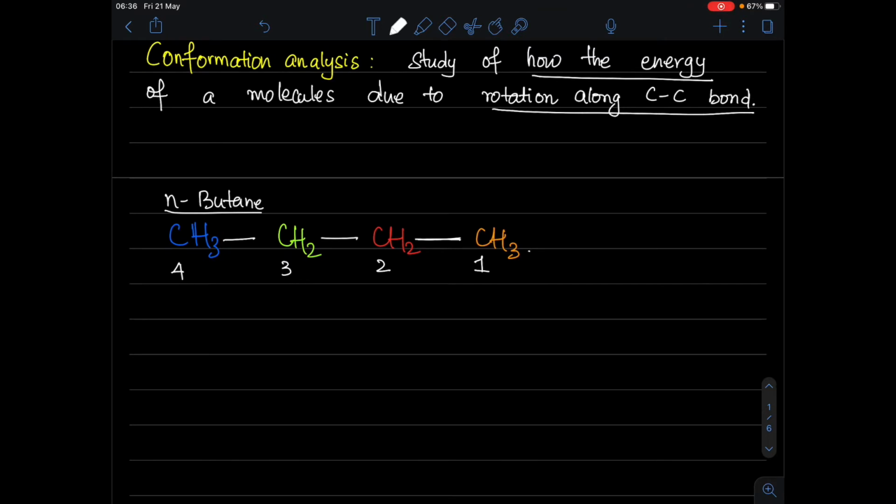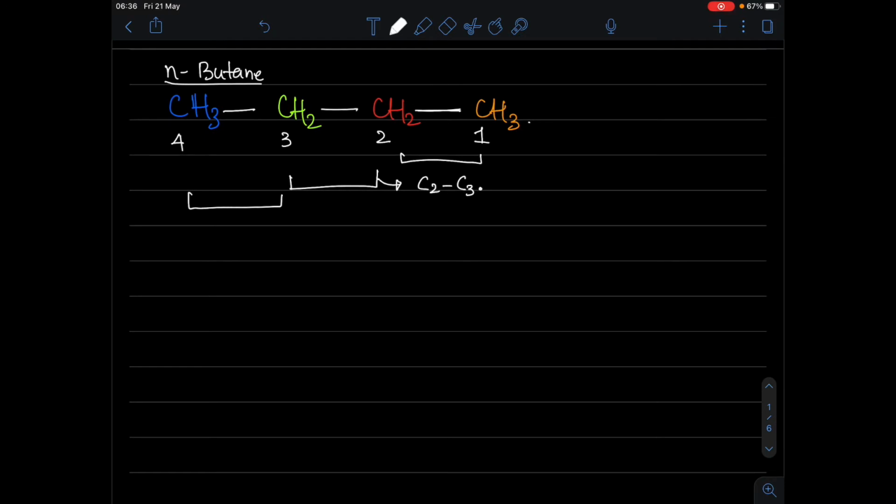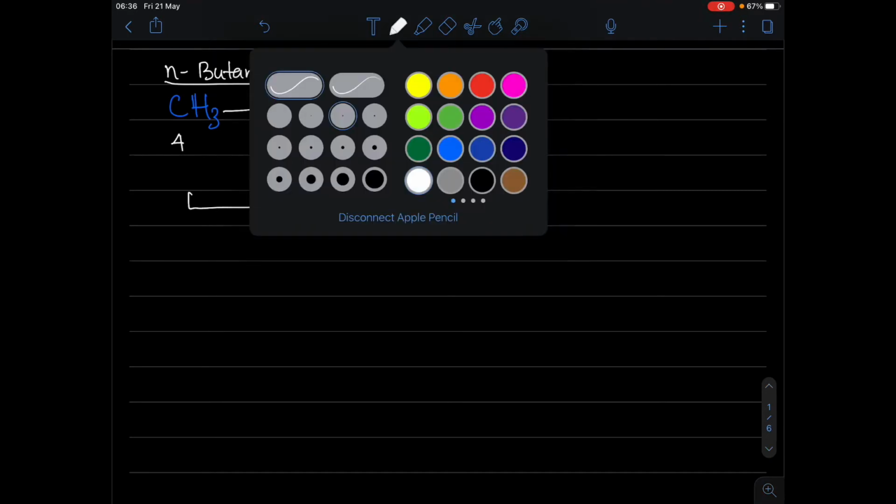All the carbon atoms here are connected through only one single bond. So we can take up the conformation analysis along C1-C2, or C2-C3, or it is also possible to study the conformation across C3-C4. But the most interesting will be to study the conformation analysis across the C2-C3 bond. To study the conformation analysis, we use a Newman projection formula. So let's write the Newman projection formula by viewing along the C2-C3 bond.